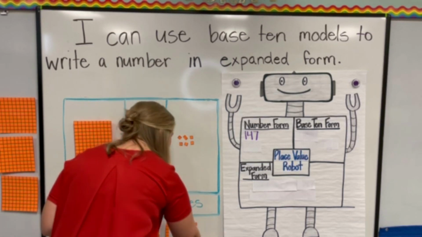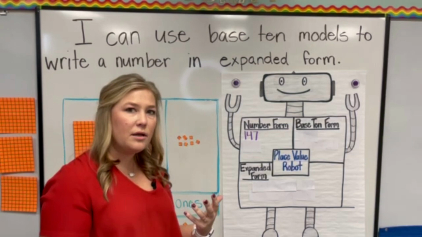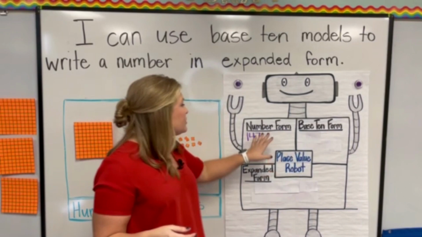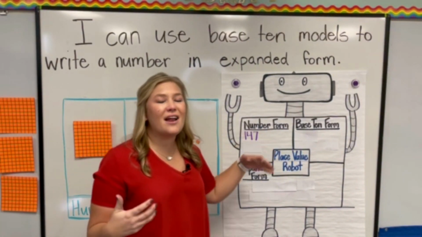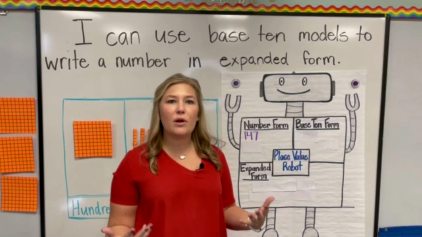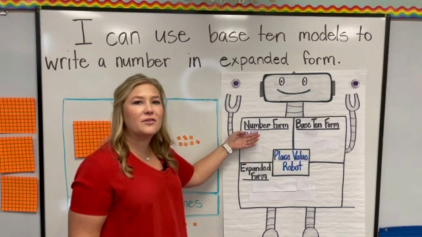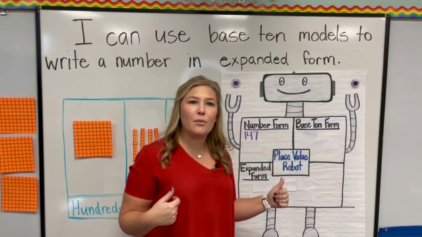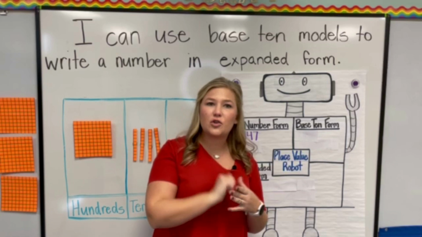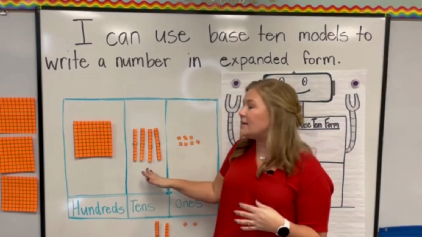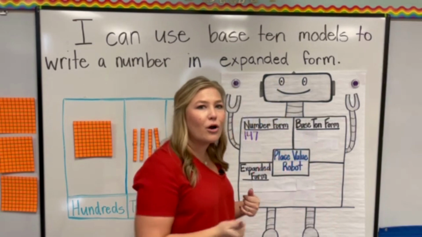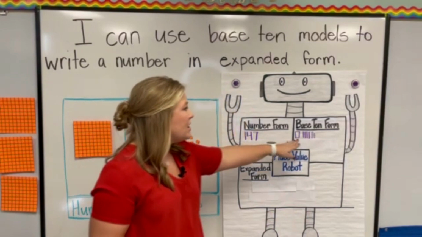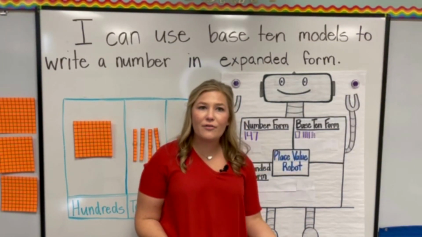Now, before we go on to our expanded form, let's talk about what's going to come next on our graphic organizer. So first we have our number in number form. That's kind of like normal form. When I tell you to write the number 147, this is most likely what you're going to write. But there are a lot of other ways we can write numbers too. One of those ways is base 10 form. We practiced this last week with drawing our squares for our hundreds flats, our lines for our tens rods, and our little cubes for our ones. So I went ahead and I did the number 147 in base 10 form on my graphic organizer.